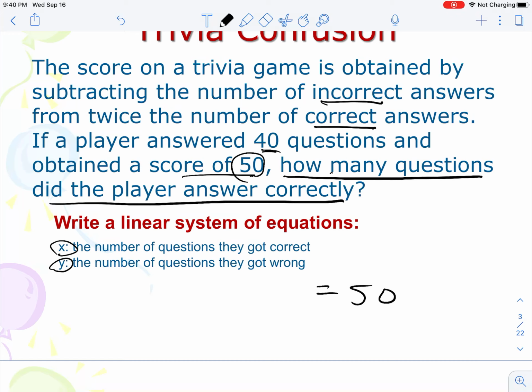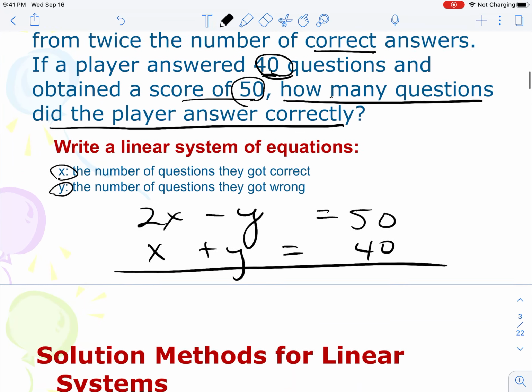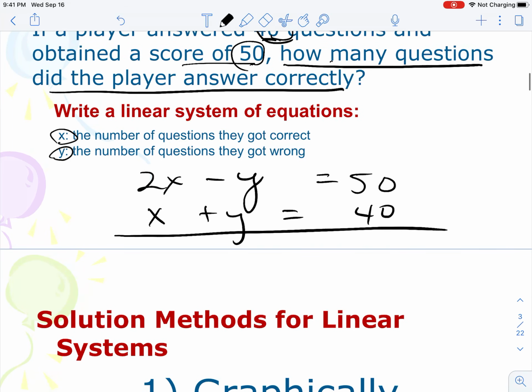The score is calculated really by subtracting the number of incorrect questions from twice the number of correct. So right away we can write an equation like that. And we know there's a total of 40 questions, and if you added correct plus incorrect, that must be 40. So here's my two equations. What I want to do is solve them.